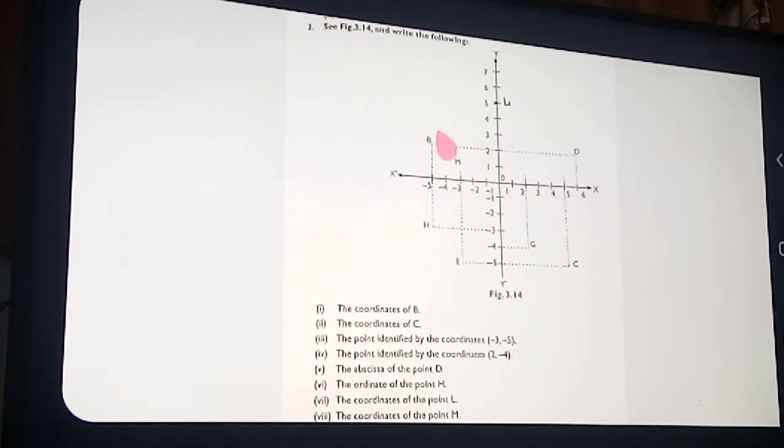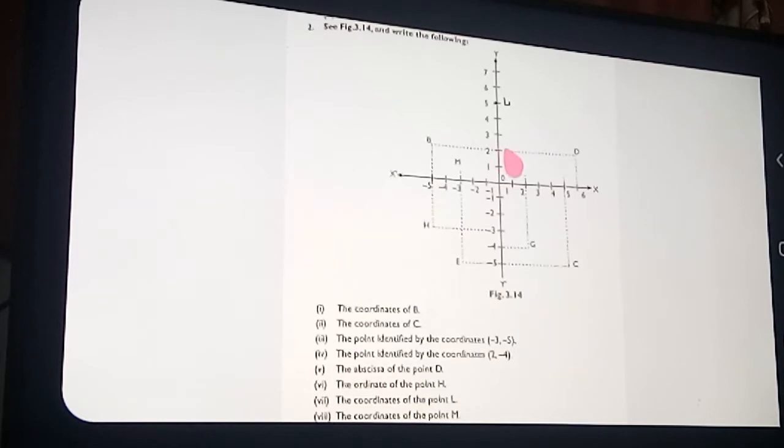First, what do you want to find out? Coordinates of B. How do we find it out? From the point B, the perpendicular is touching the x-axis at minus 5. Therefore, what will the x-coordinate be? Minus 5. Clear? The x-coordinate of the point B is minus 5. And from the point B, see, the perpendicular is touching the y-axis at the point 2. Therefore, what is the y-coordinate?